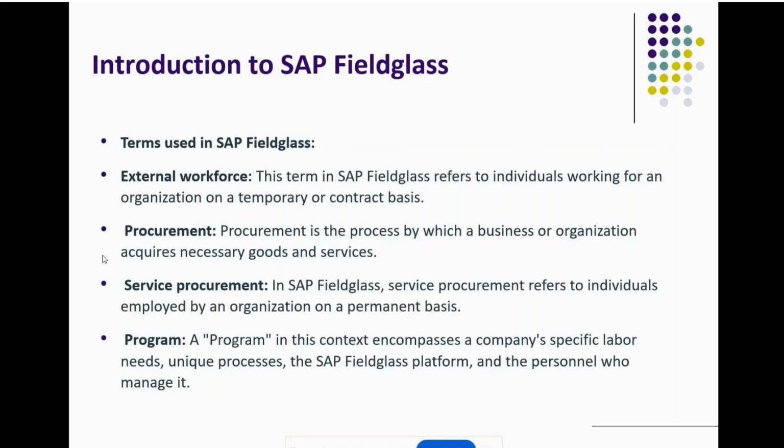These are the terms we are using. As I earlier stated, external workforce for the CW model procurement is P2P, your whole procurement from buy to sell. Service procurement is nothing but procurement by an organization on a permanent basis. So don't worry about the theoretical part. I'll be sharing this PPT with you.